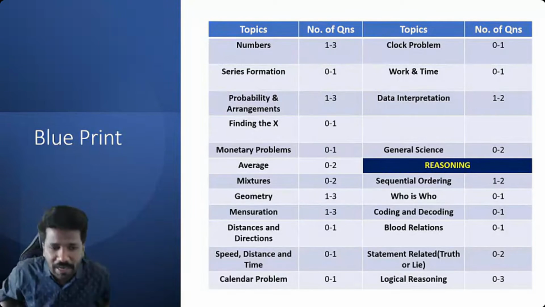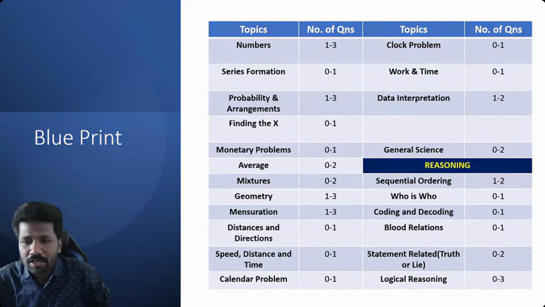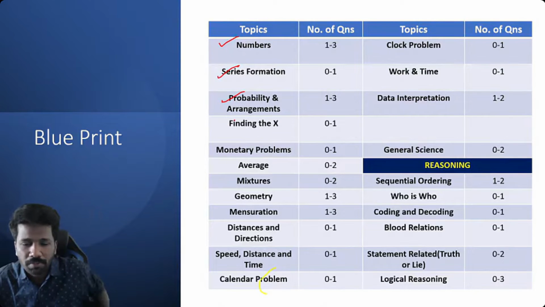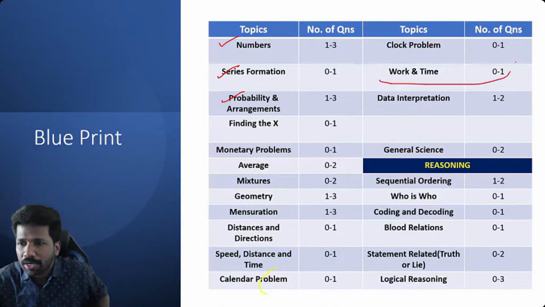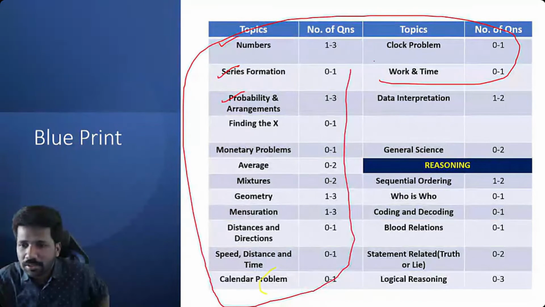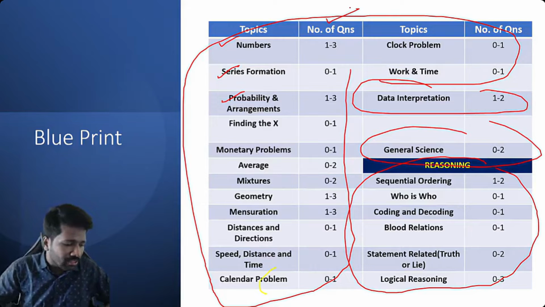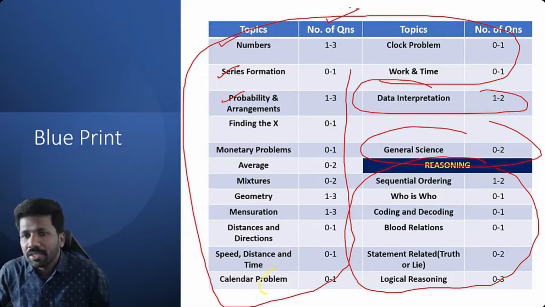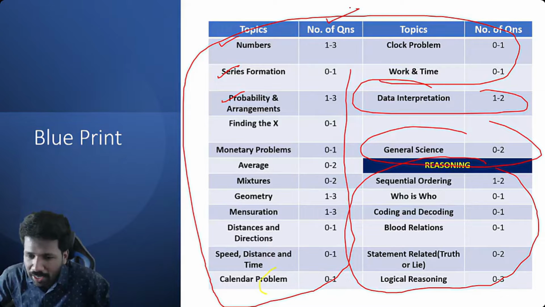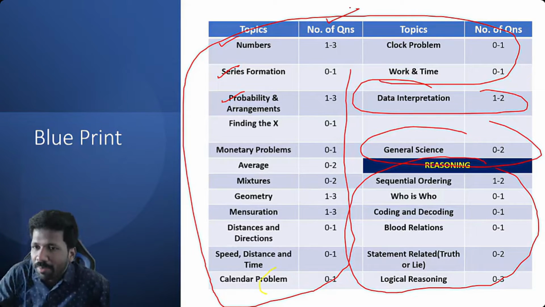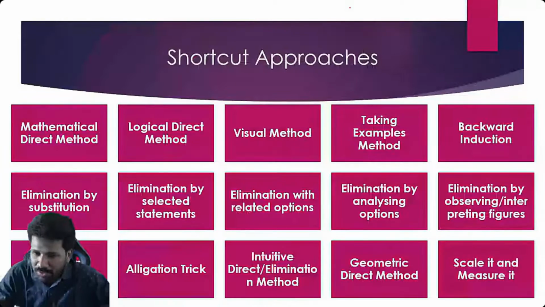These are the different chapters. Quantitative aptitude chapters are the first few chapters: numbers, series formation, probability, arrangement, up to work and time. All these are quantitative aptitude chapters. And these are the reasoning chapters, and data interpretation and general science. This is the number of questions you can expect as per the previous years' question papers. That is not strict, and they can make changes in the pattern, but more or less this is the pattern that CSIR has followed in previous years.